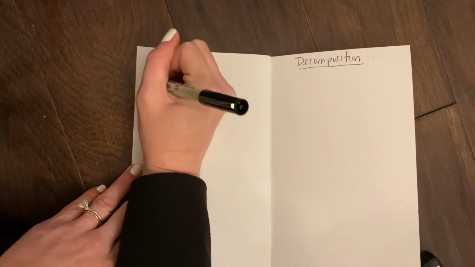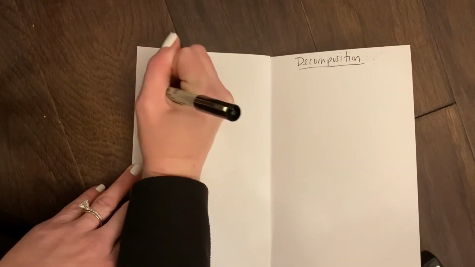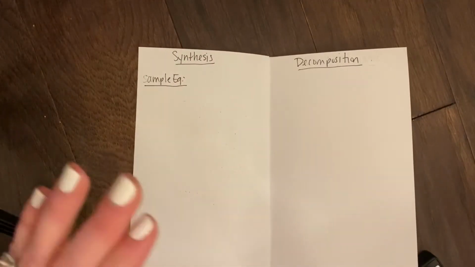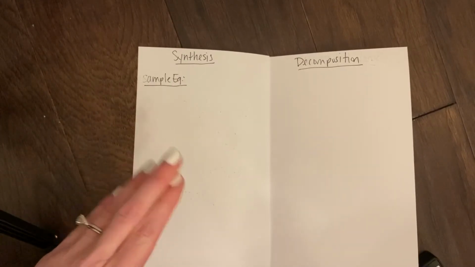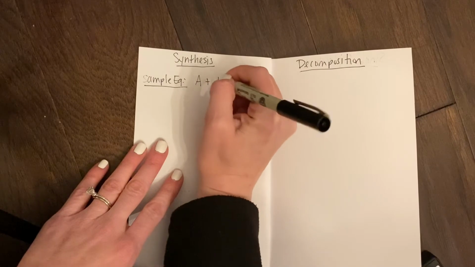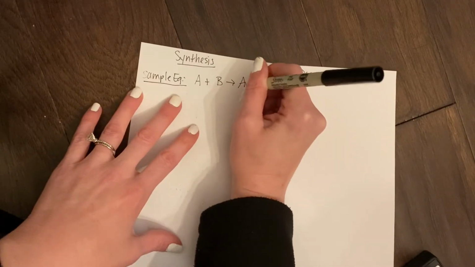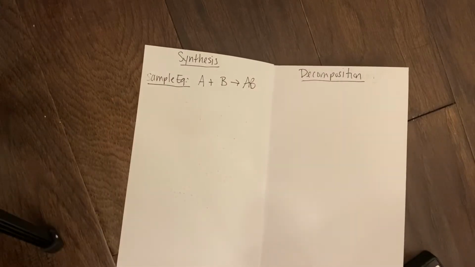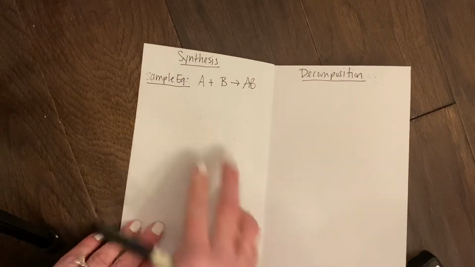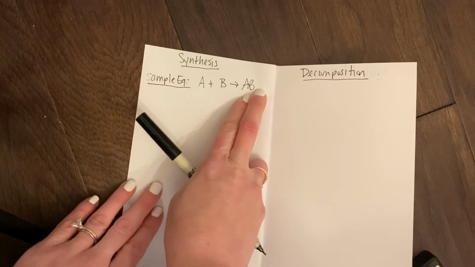So for example, let me show you how you're gonna set up 1 page. Okay, so the first thing you're gonna do is put the sample equation. Okay, so this is the same equation that we put in your notes from last Friday that you wrote in your notebook. For synthesis, it's just A plus B yields AB, right? I have 2 different reactants and they're merging together, synthesizing together to form 1 product.